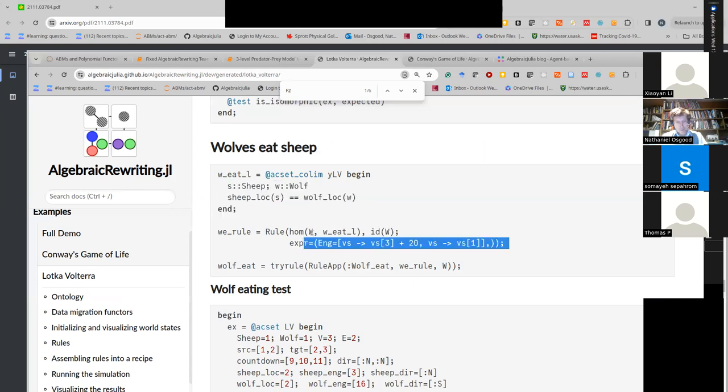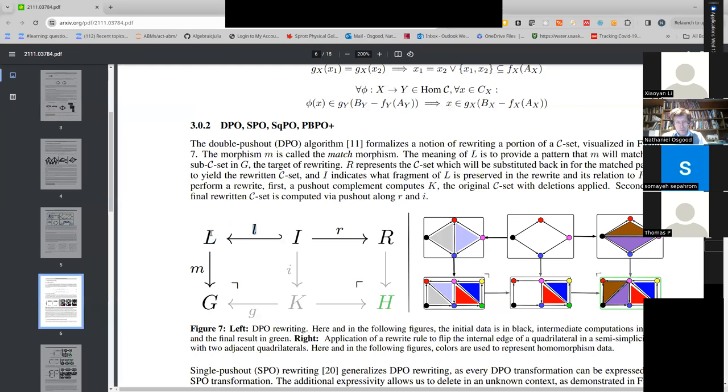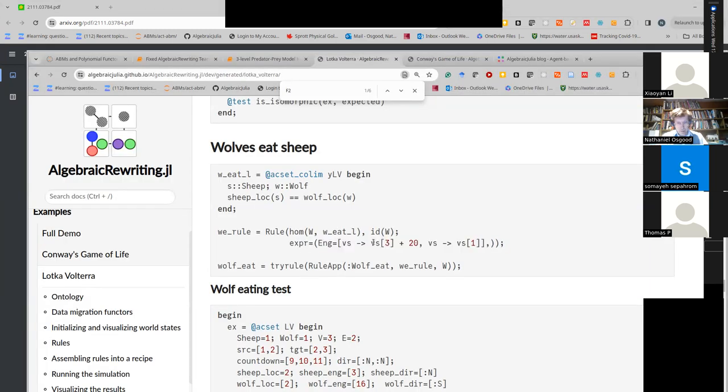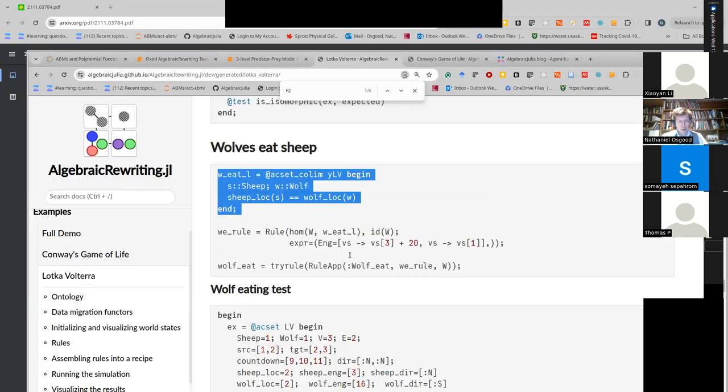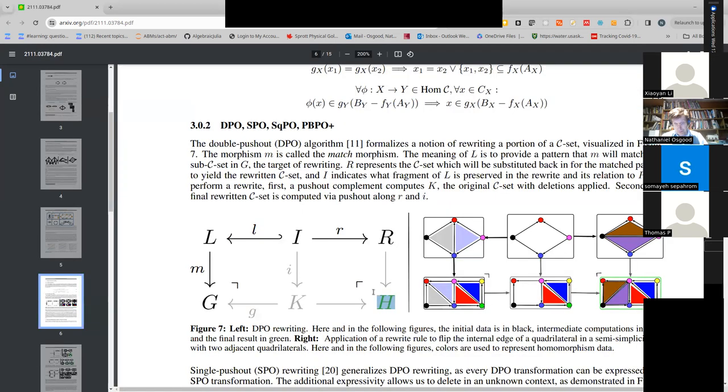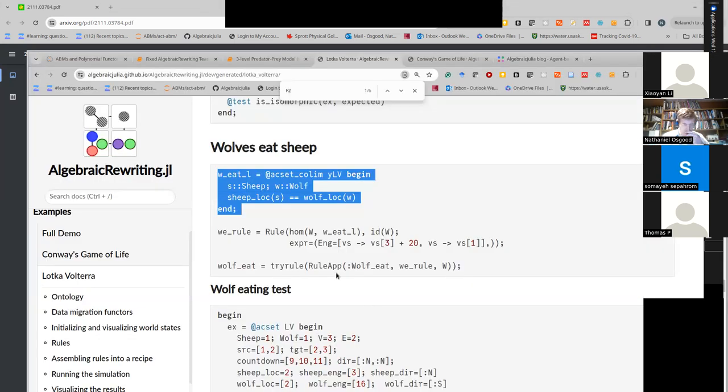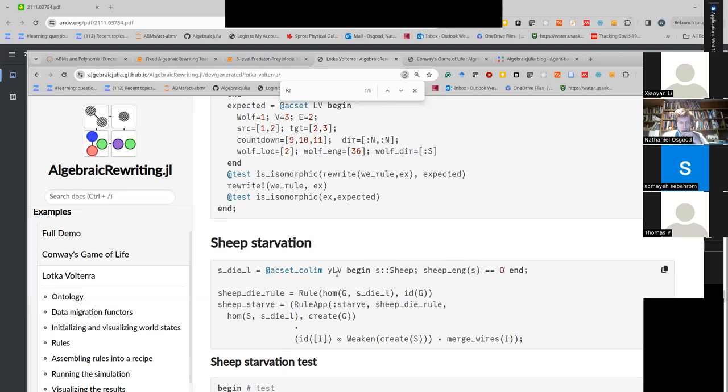And when we match it, so this is the morphism L, lowercase l, right? And then when we match it, the wolf becomes bigger and, I don't know, something. The sheep disappears, right? This is rewritten. This CSet is rewritten. There's only a W here. So when you have this situation and it's matched here, it'll be rewritten to a situation where the wolf disappears. Oh, sorry, the sheep disappears. Yeah. Okay.